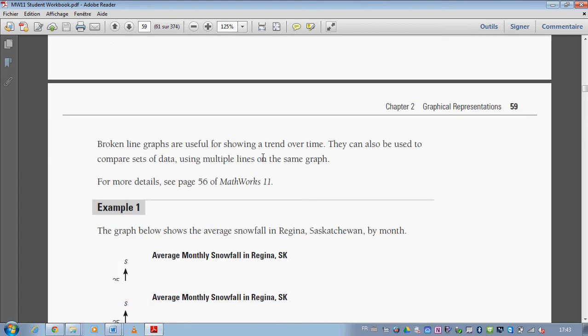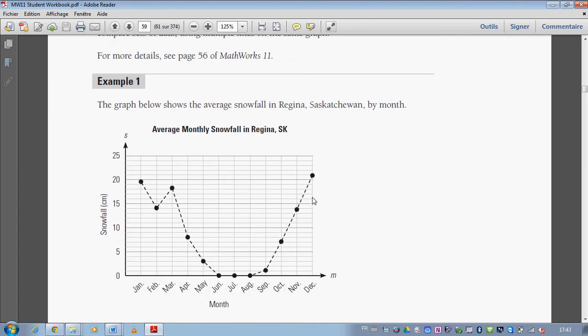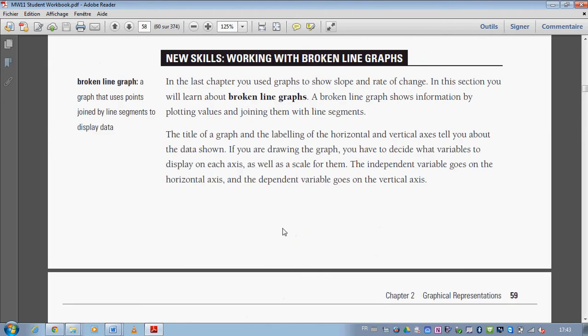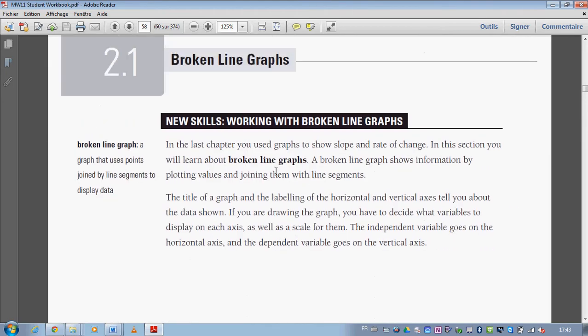A broken line graph pretty much looks like this. You've got a bunch of dots on your graph, and they're linked by a broken line. So it really just shows information by plotting values and joining them with line segments.